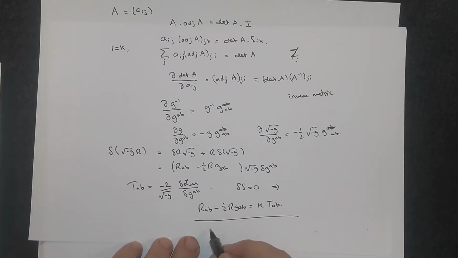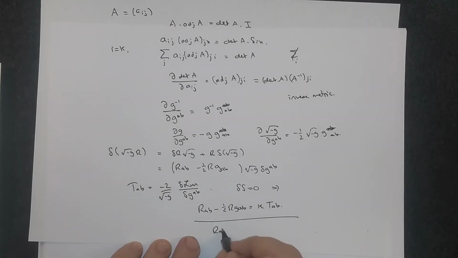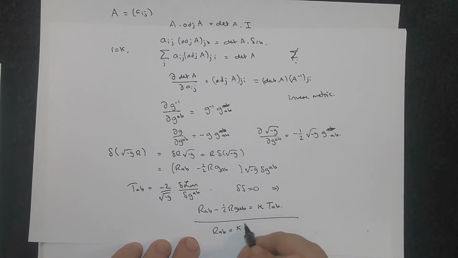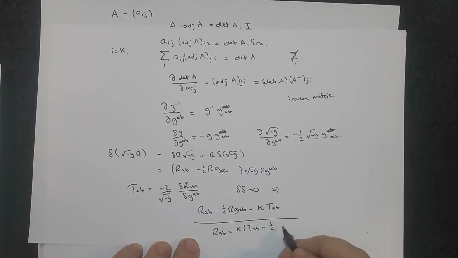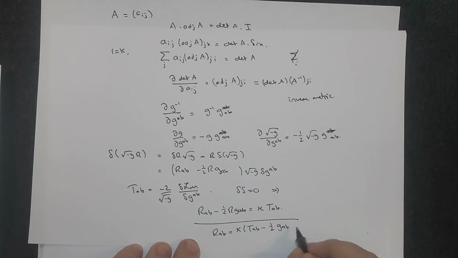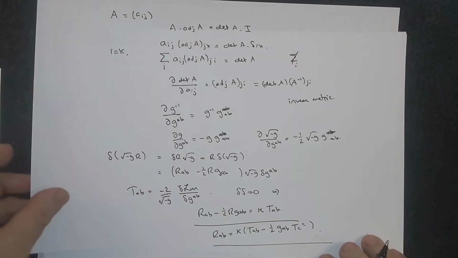One thing we can do with this equation is this is the trace reverse of R. So I can also write it as R_AB is kappa times the trace reverse of T. And that's going to be convenient.